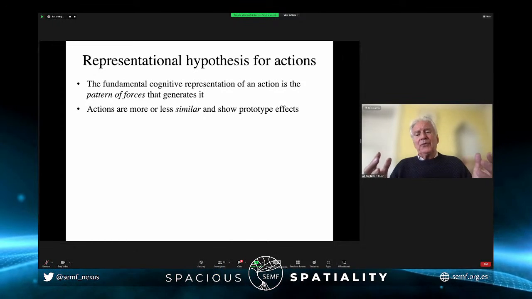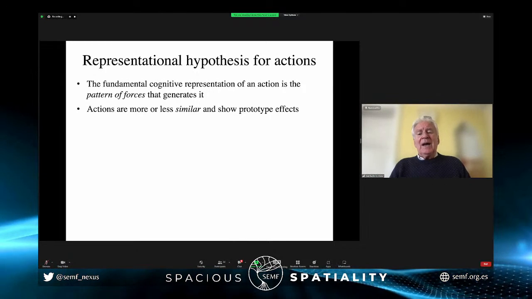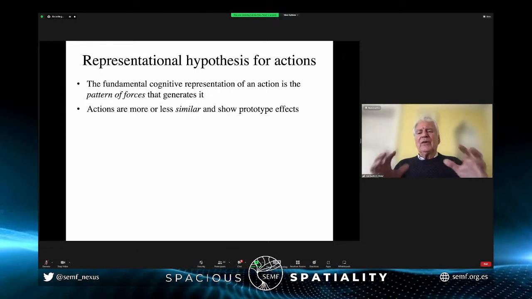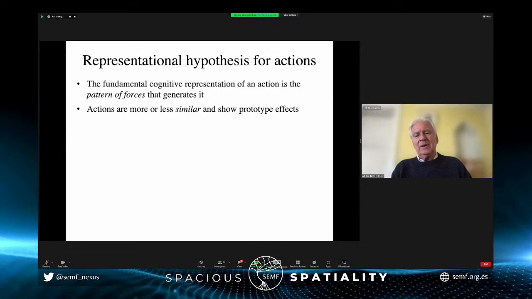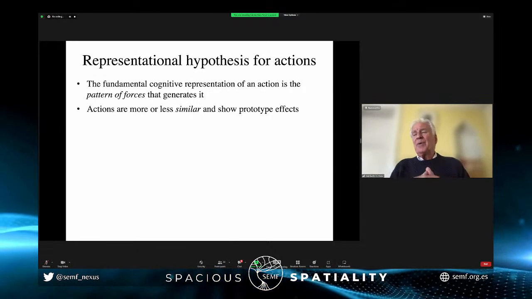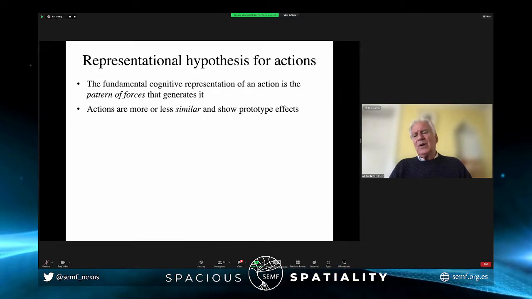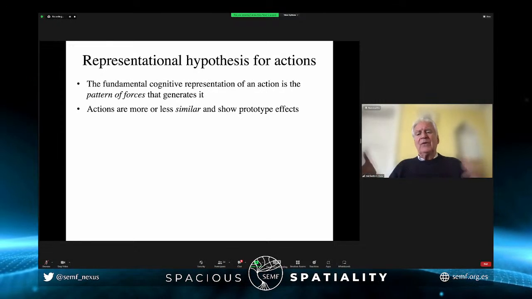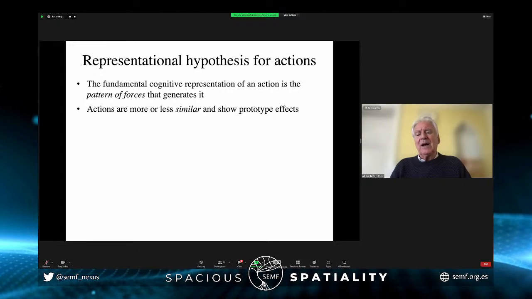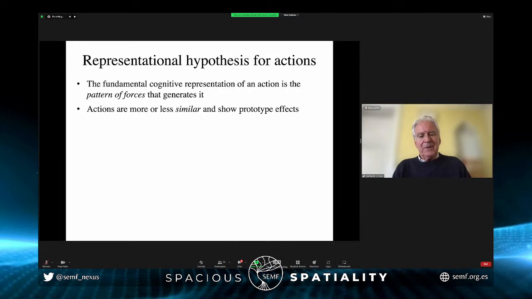So my hypothesis is that it's the force domain that we use to categorize actions. And I would say that actions are like shapes in the force domain, or patterns in the force domain. And actions are similar. They show prototype effects. There are typical ways of walking. Walking is more similar to running than walking is to crawling, and so on. We can do exactly the same kind of psychophysical experiments as we've done with colors and all kinds of other things. We have to develop things in time, but that can be done.